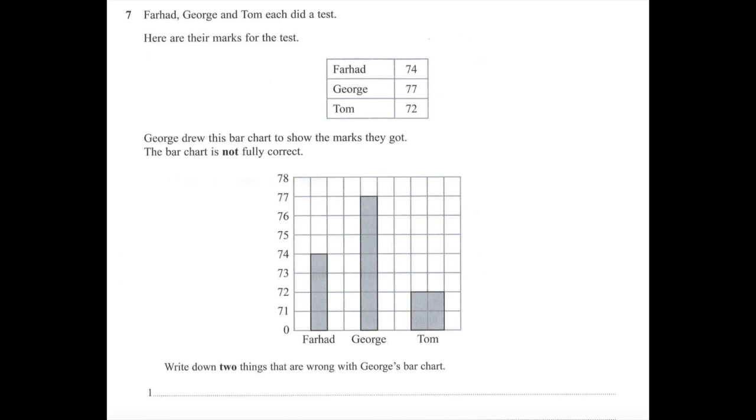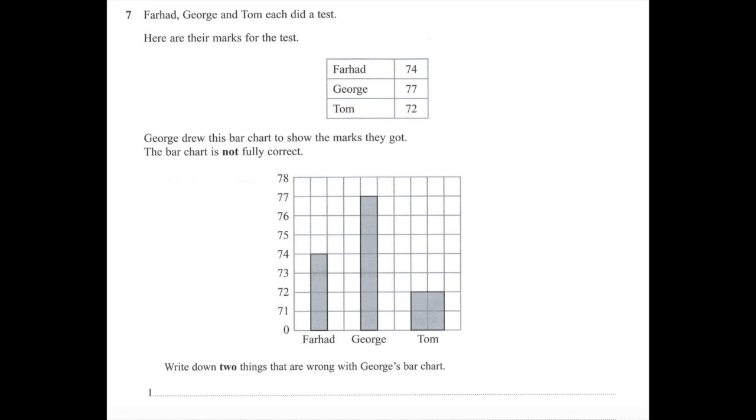Question 7. Fahad, George and Tom each did a test. Here are the marks for the test. Fahad 74, George 77, Tom 72. George drew this bar chart to show the marks they got. The bar chart is not fully correct. Write down 2 things that are wrong with George's bar chart.